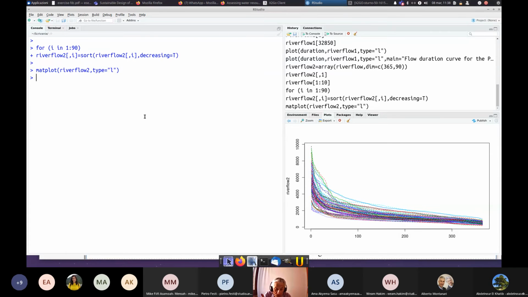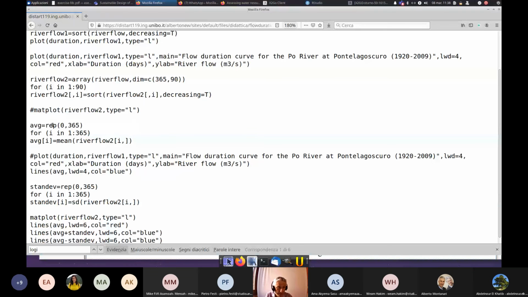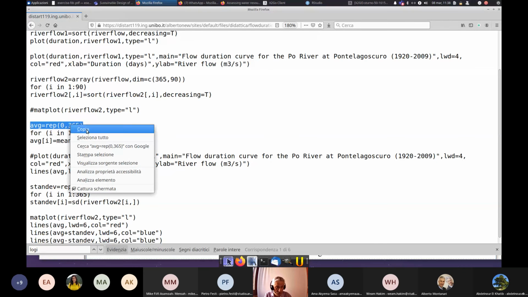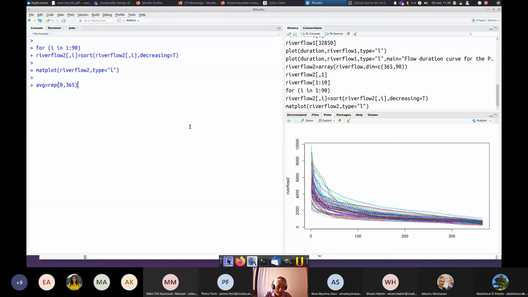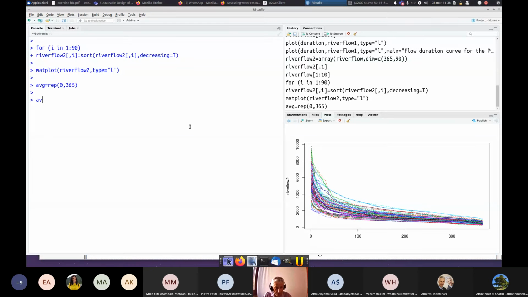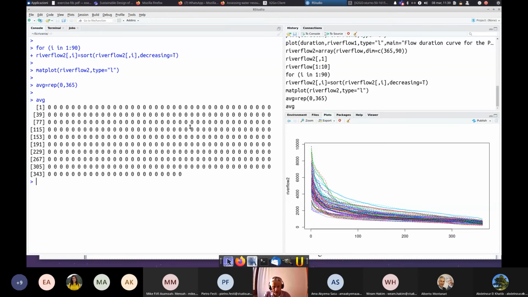Okay, now this plot is not telling us what is the average. We are interested in the average. We are interested in averaging these curves. So let's compute the average now. I go back to the instructions. I first create a vector called average, AVG, which is formed by a sequence of zeros. So let me copy this instruction here. And the AVG, if you want to see it, is a sequence of zeros. Very good.